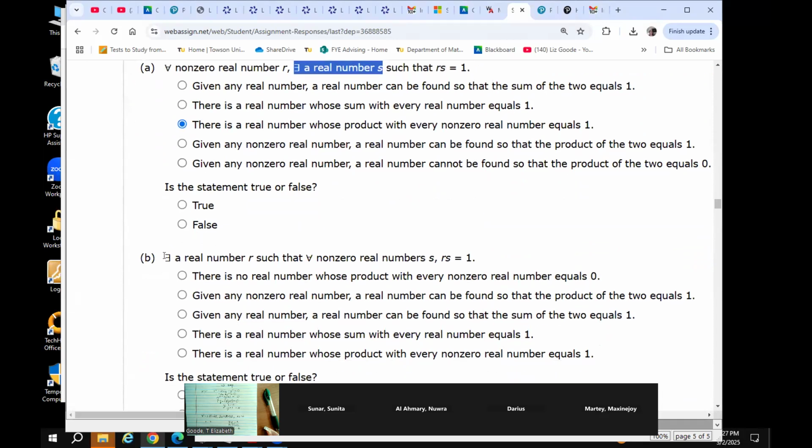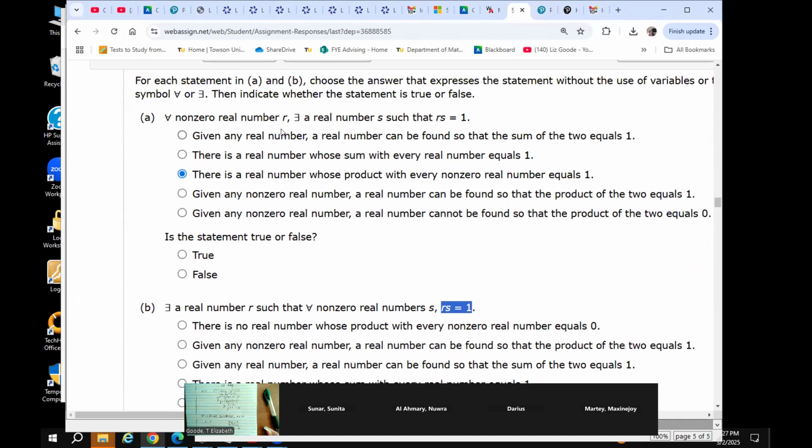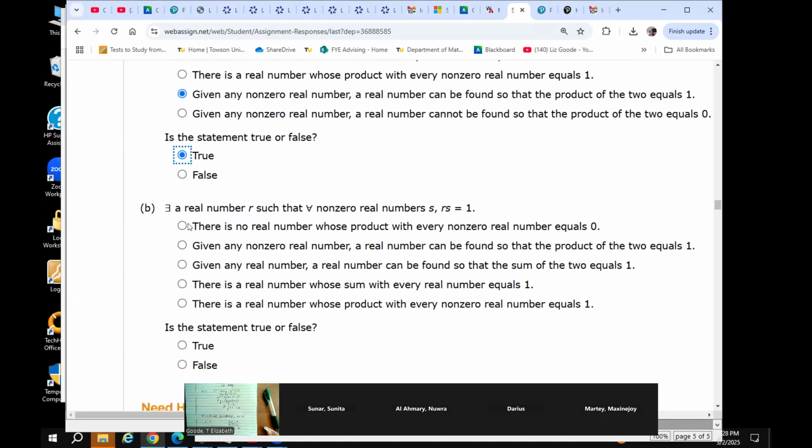But the second part says that there's a single number R that'll work for all non-zero S to make this true. That's simply not the case, because the reciprocal of S is what you would take for R. The same reciprocal would not work for different S's. So the first one is true: given any non-zero real number, a real number can be found so that the product of the two equals 1. But there is no real number that would work for every real number, because that's what this says.